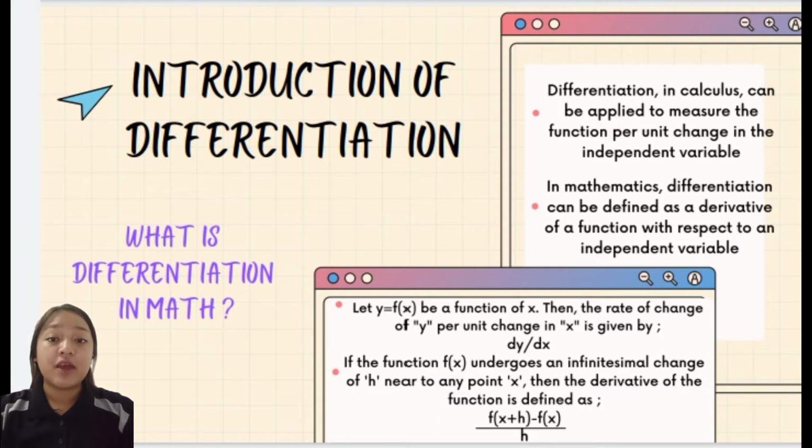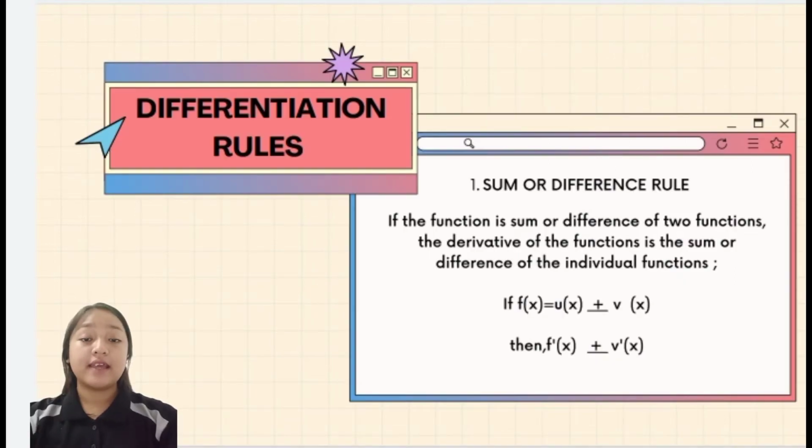If the function f(x) undergoes an infinitesimal change of h near to any point x, then the derivative of the function is defined as f(x + h) minus f(x) over h. The next slide is differentiation rules.